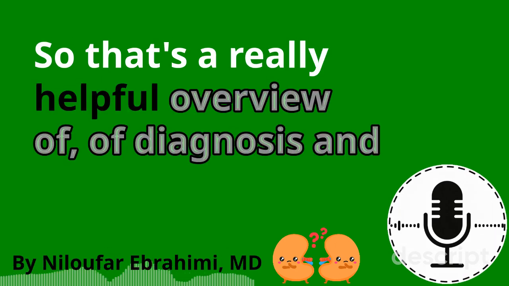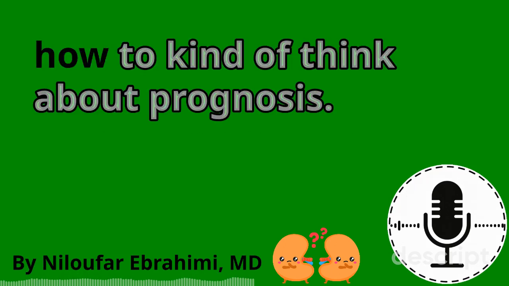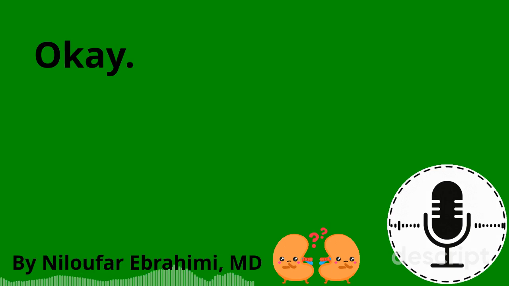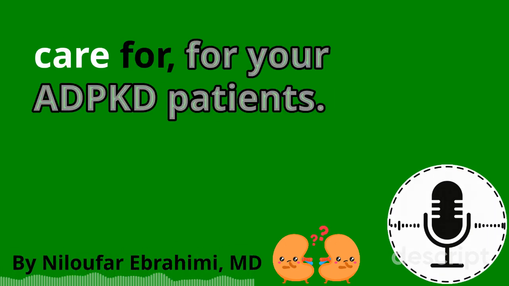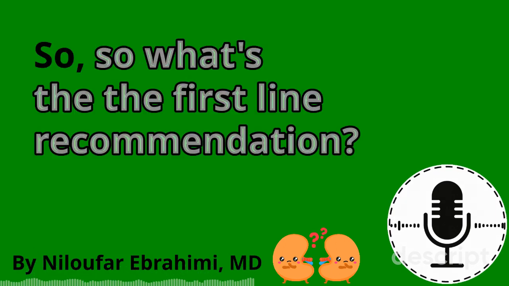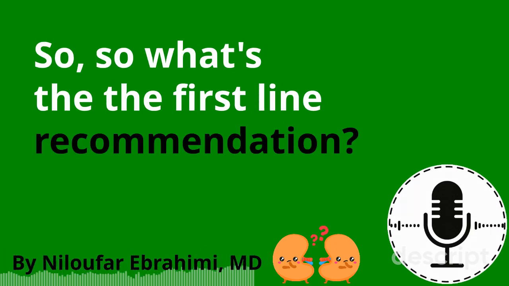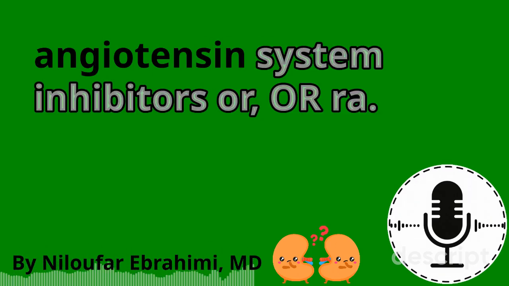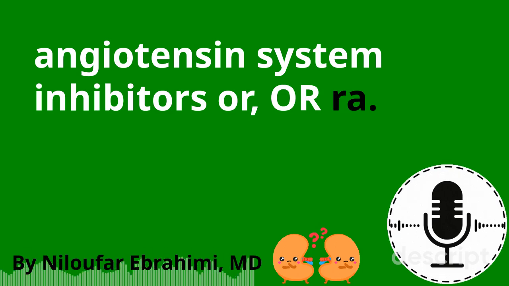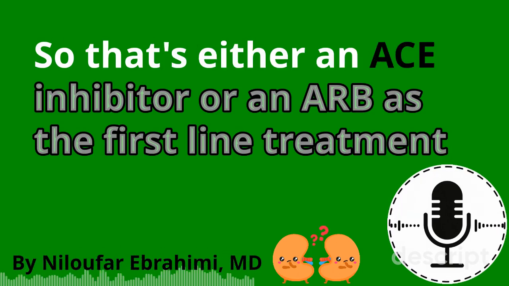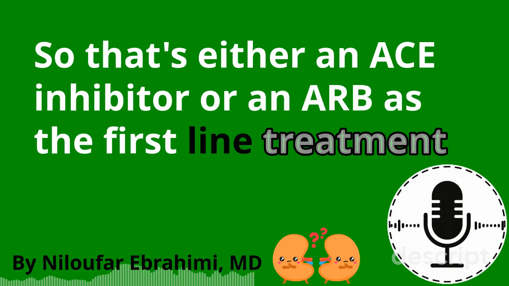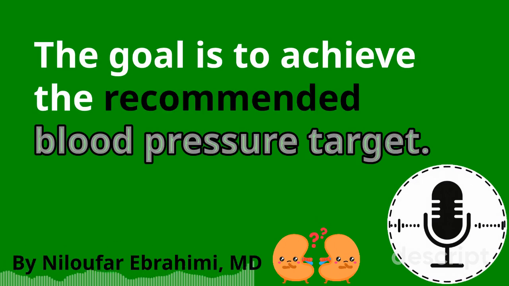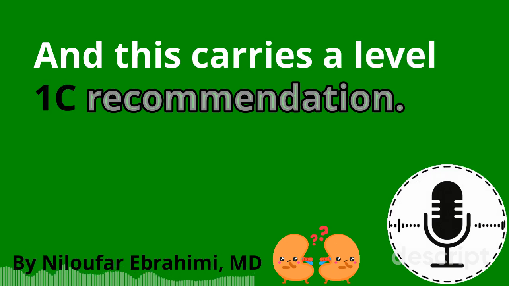So that's a really helpful overview of diagnosis and how to think about prognosis. Let's move on now to blood pressure management, which, as you know, is a cornerstone of care for your ADPKD patients. So what's the first-line recommendation in these new guidelines? The guideline strongly recommends using renin-angiotensin system inhibitors, or RAS inhibitors. That's either an ACE inhibitor or an ARB as the first-line treatment for high blood pressure in your ADPKD patients. The goal is to achieve the recommended blood pressure target, and this carries a level 1C recommendation.